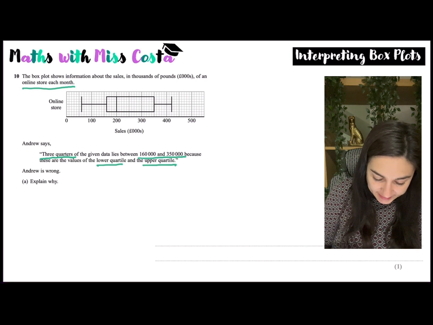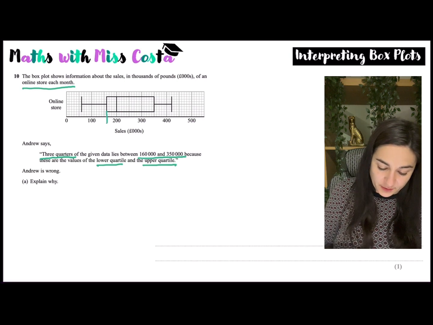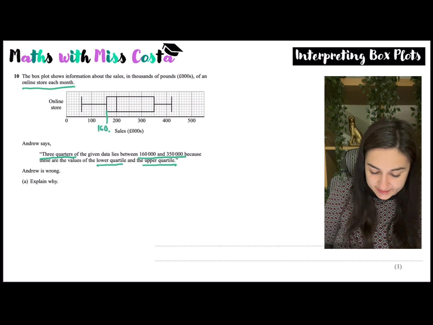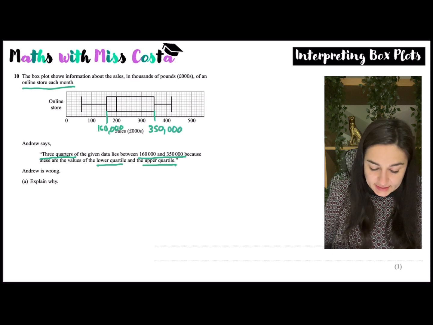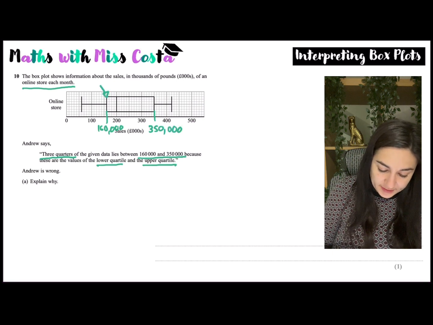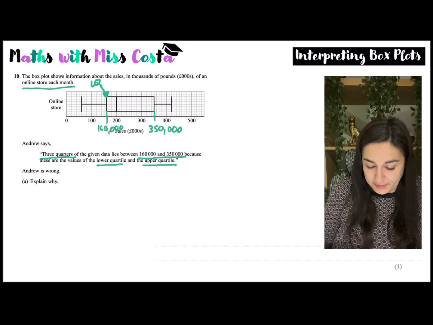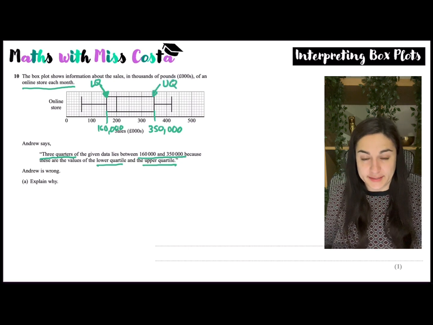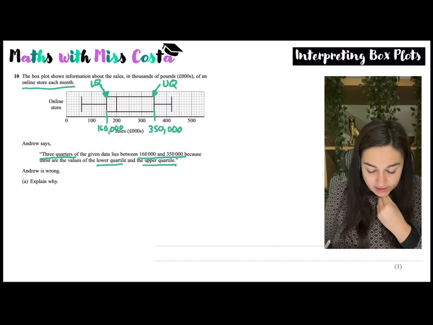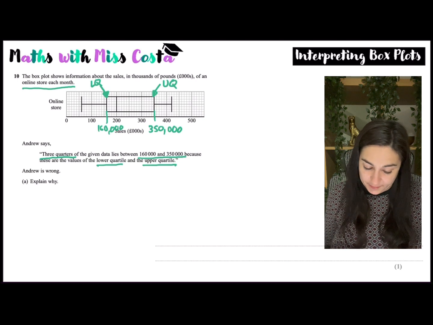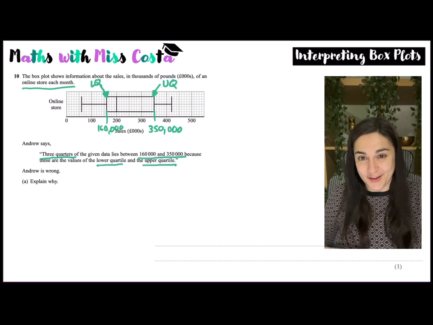So let's check, is the lower quartile, this is the value of the lower quartile, and yep, that is indeed 160,000 pounds. This is the upper quartile, and that is 350,000 pounds. So the lower quartile is always going to be the first bit of the little box plot, and the upper quartile is always the top bit of the box plot. So he's correct in that, but he's saying that this means that 3/4 of the data lies between this.